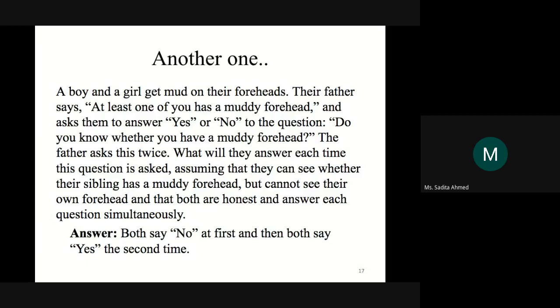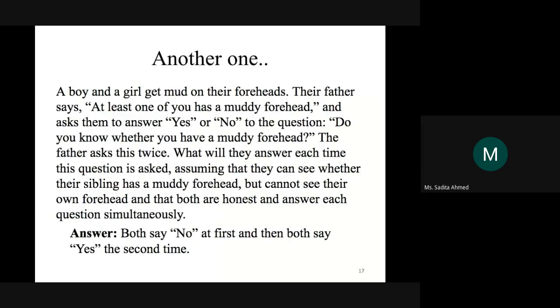All right, see, only if I had a muddy forehead, only then she would have been able to answer that. Only if I did not have a muddy forehead, only if my forehead was clear, she would have known whether she has it or not. And the same goes on through the girl's head as well. Only if I do not have a muddy forehead, he would have known whether he has it or not. Since he does not know, and since she does not know the first time, it must mean that I have a muddy forehead.